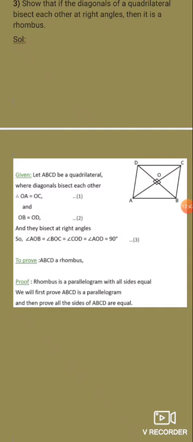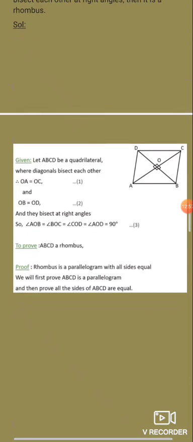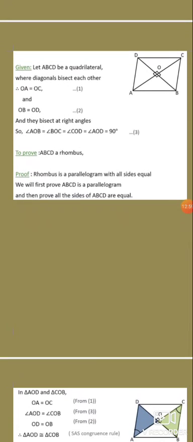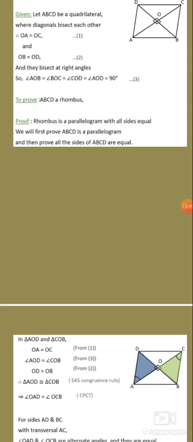Now first one, OA is equal to OC, equation number 1. Then OB equal to OD, equation number 2. And third one, all the angles 90 degrees, that is equation number 3. Now we need to prove ABCD is a rhombus. For the proof, a rhombus is a parallelogram with all sides equal. We will first prove ABCD is a parallelogram, and then prove all the sides of ABCD are equal. Okay, so then it will become a rhombus.